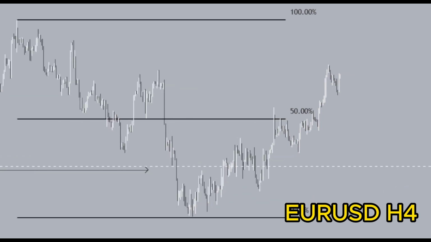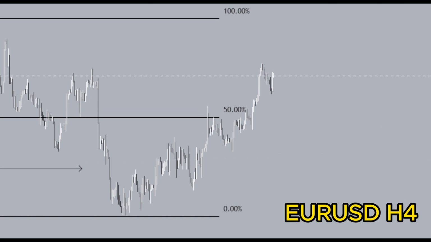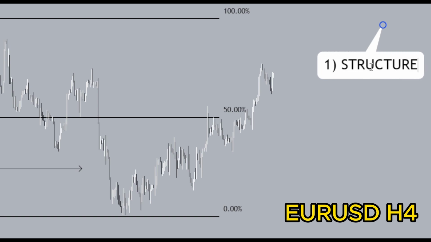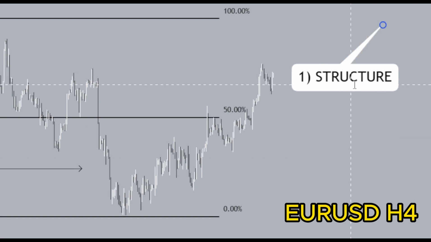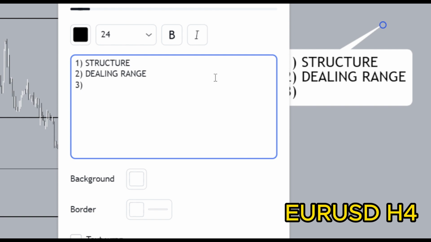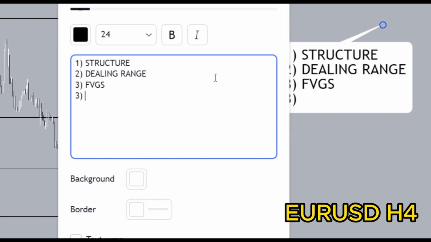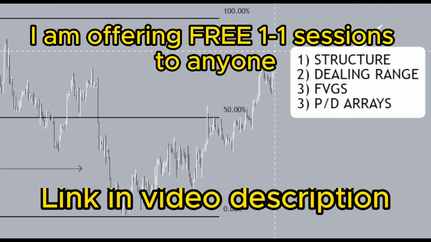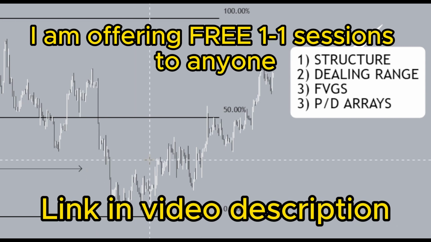Again, I've discussed in a previous video the four main things we look for as an analyst when it comes to determining our overall market narrative, in this very order: we have our structure, we have our dealing range, we have any potential fair value gaps, and we have PD arrays. This is the order we look at. With this in mind, we've understood we have bearish structure, hence the break of structure down here.